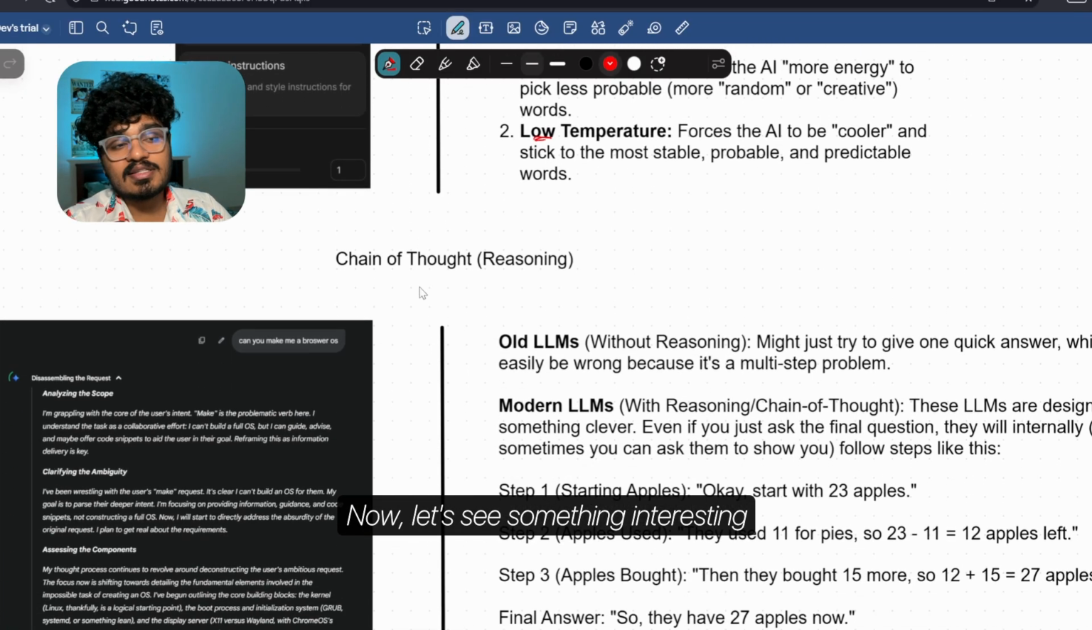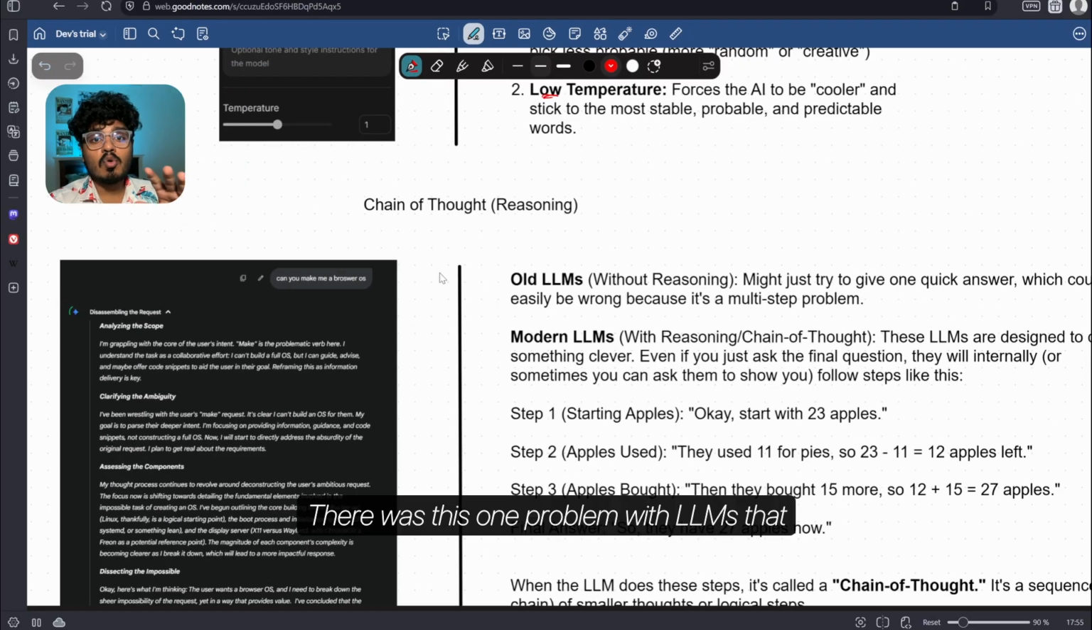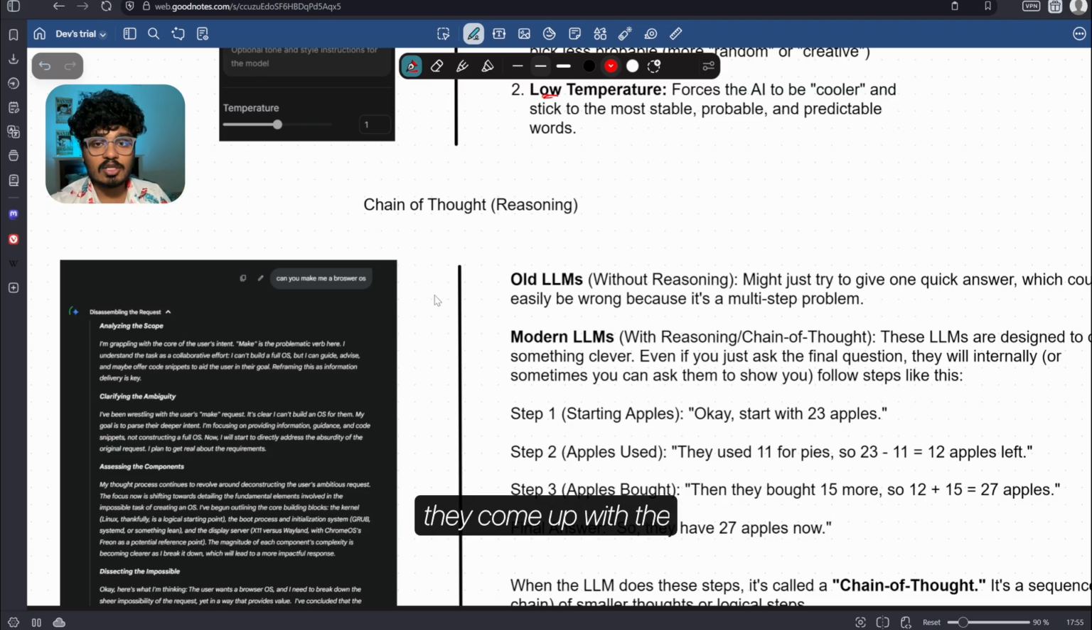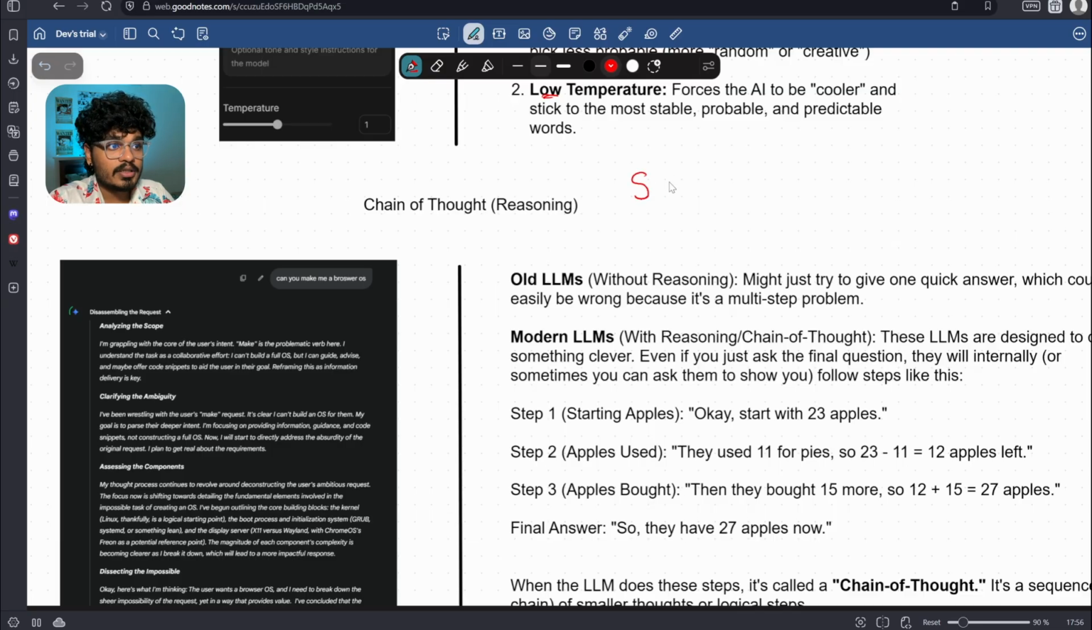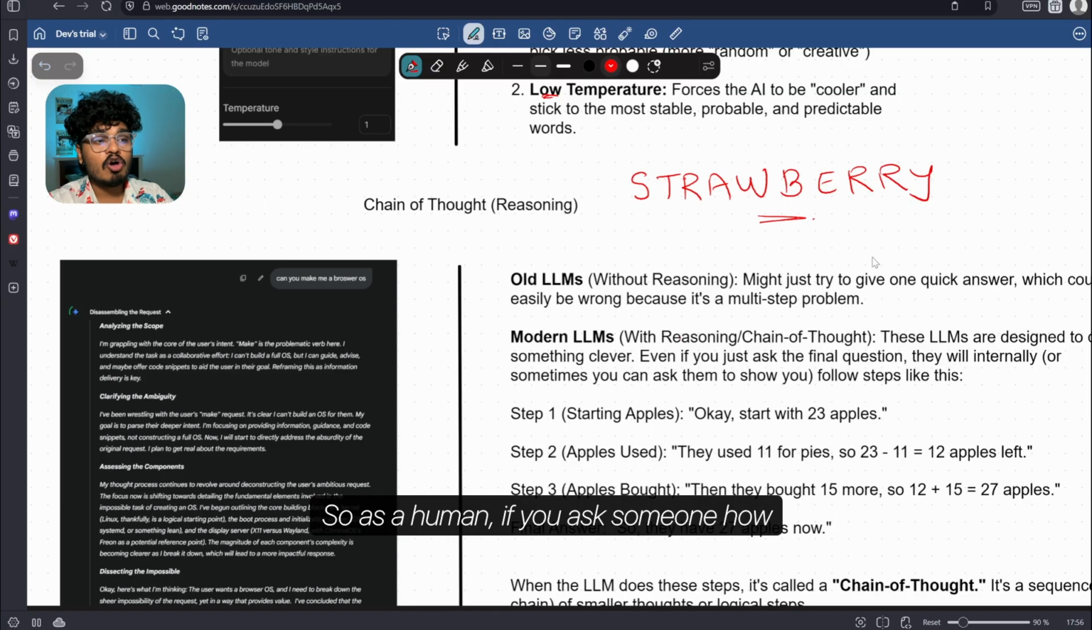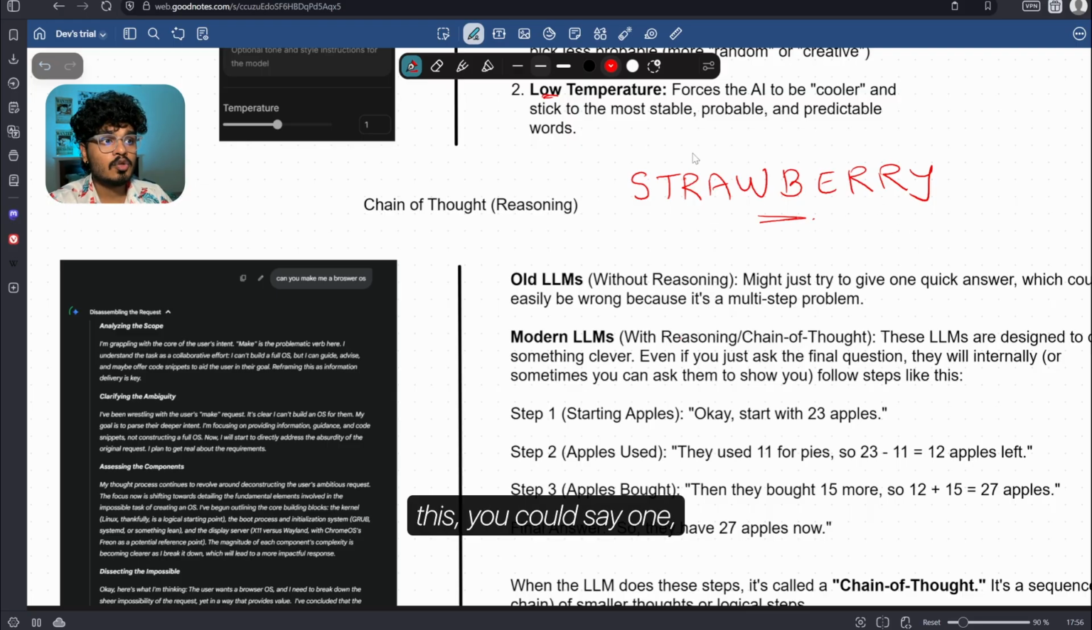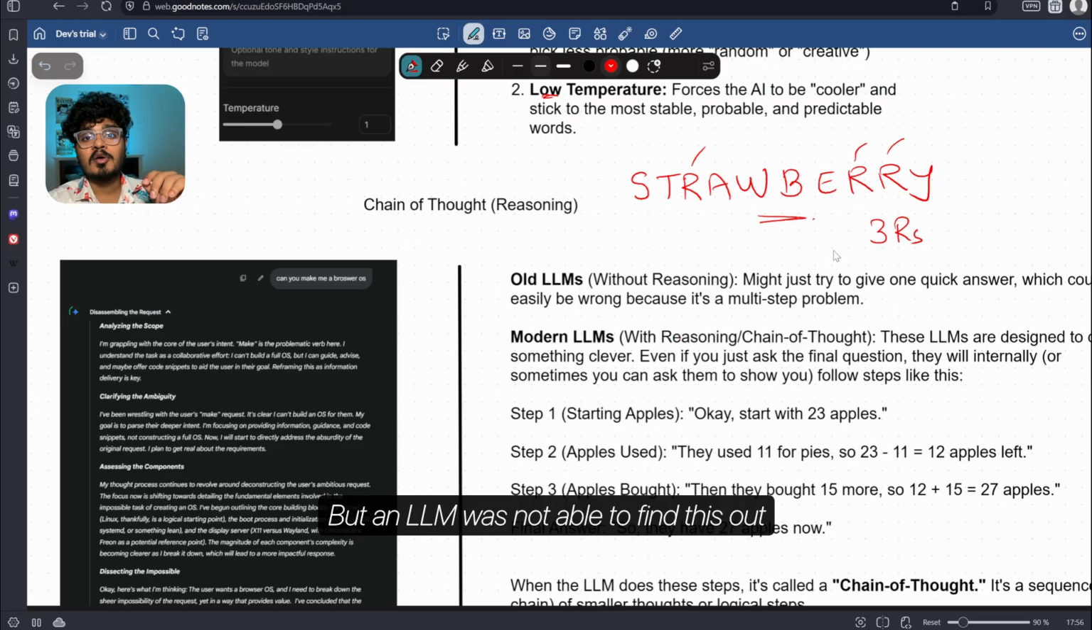Now let's see something interesting called chain of thought. There was this old problem with LLMs that they come up with the quickest possible answer there is. They don't think it through. It's not always right. There was a big case study called strawberry. So what is the strawberry case study? As a human, if you ask someone how many r's are there in strawberry, you could say 1, 2, 3. There are 3 r's in strawberry. But an LLM was not able to find this out without reasoning for a long time.